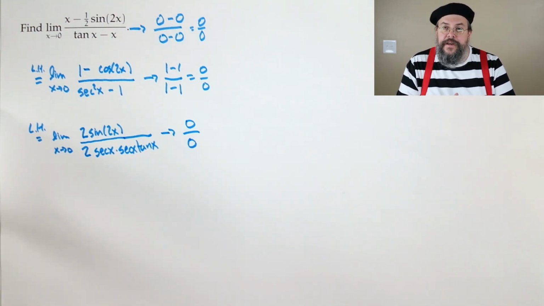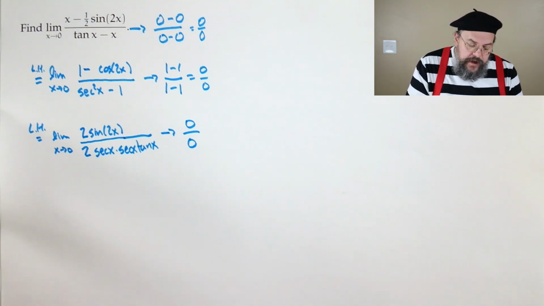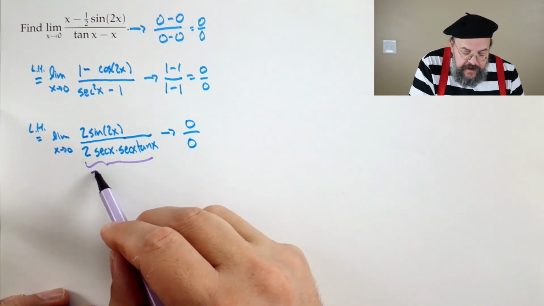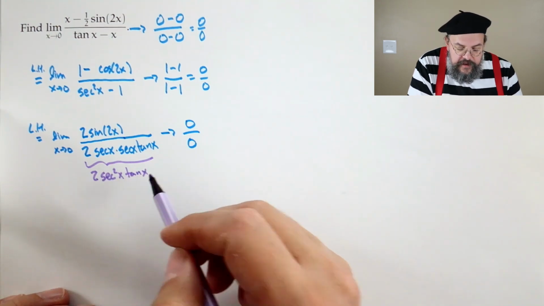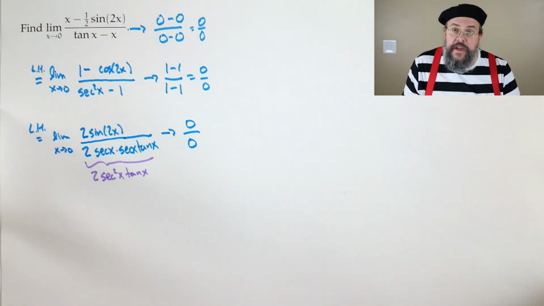Well, we can apply l'hôpital, right? Well, if we do that, maybe we should pause and say, hey, let's put the secants together. So 2 secant squared x tangent of x. All right, now we can proceed.